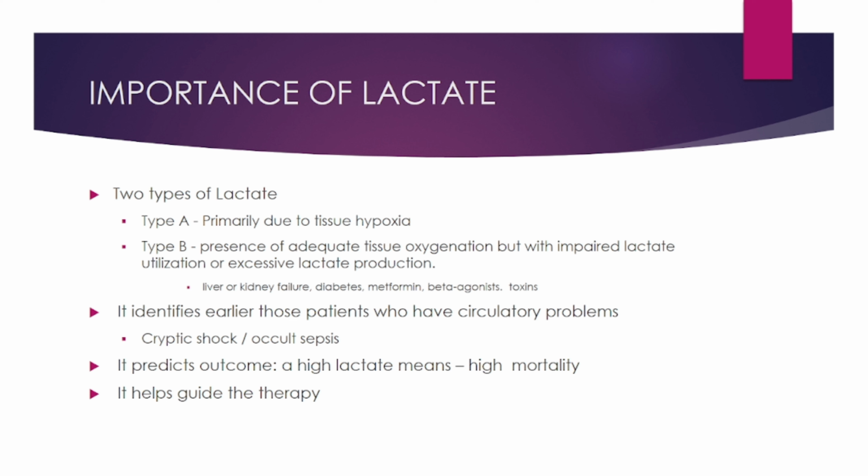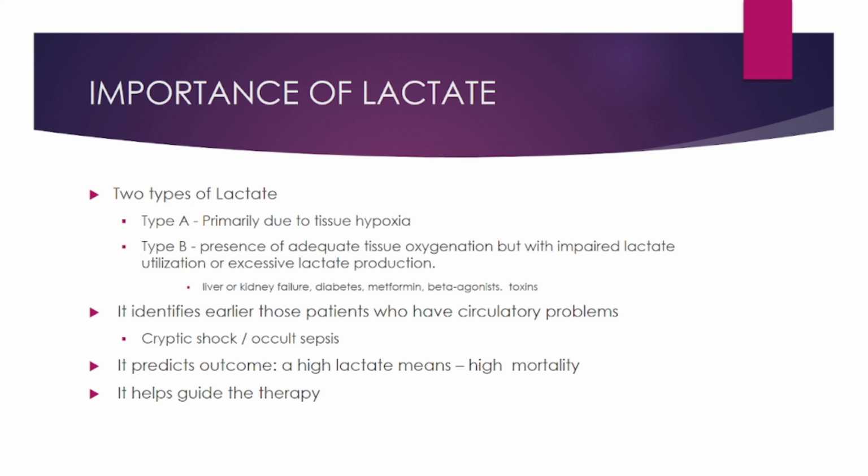And the importance of the lactate: sometimes you'll come across a patient whose blood pressure is normal. The patient is having fever, a bit tachycardic. Lactate level may be high, 4. But blood pressure is normal. That is impending septic shock. We call it cryptic shock or occult septic shock. That is one of the markers to identify that the patient might go into septic shock in the next few hours. And it predicts outcome. High lactate means high mortality, and it also helps guide the therapy.